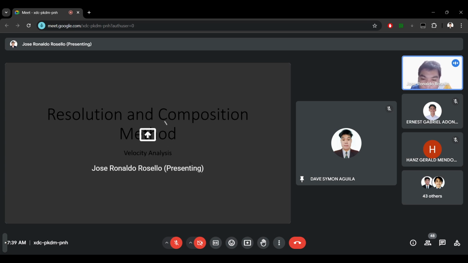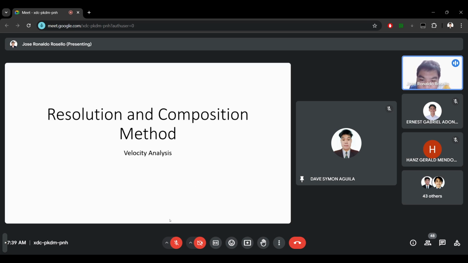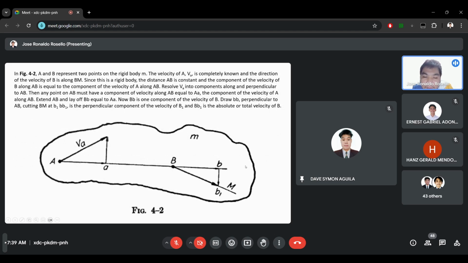The first method is what we call the resolution and composition method. This is familiar to us because in the vector operation lecture, we already had the terms resolution and composition. For the resolution and composition method, given a vector, we can resolve it into two other vectors, or have two vectors composed into one resultant vector. So this is one of the examples. If we are only given vector A, how do we determine vector B using the resolution and composition method?